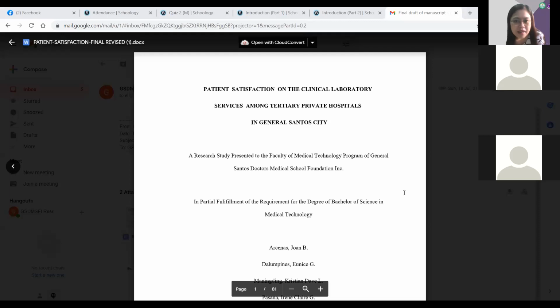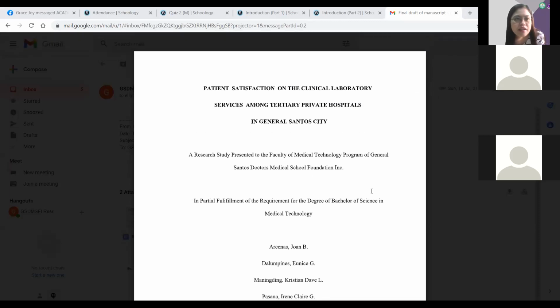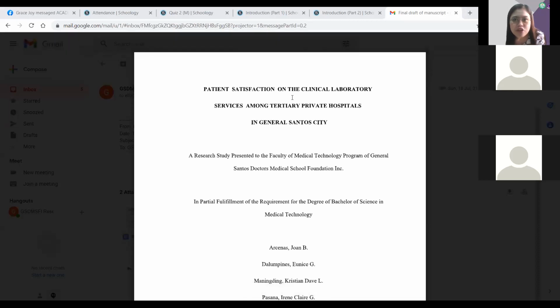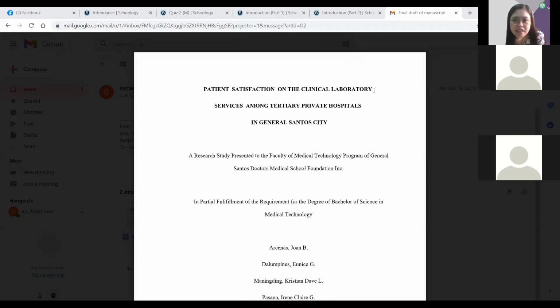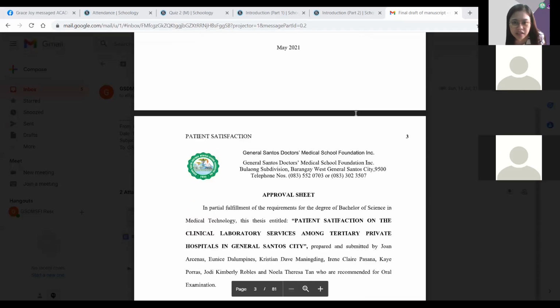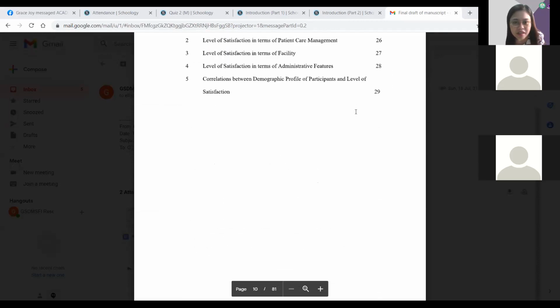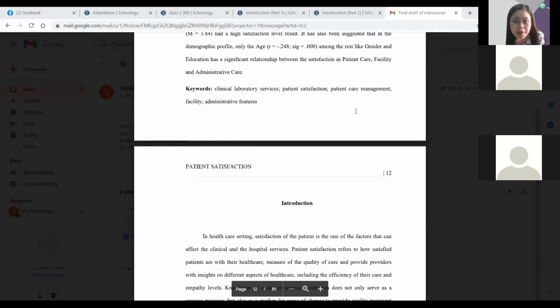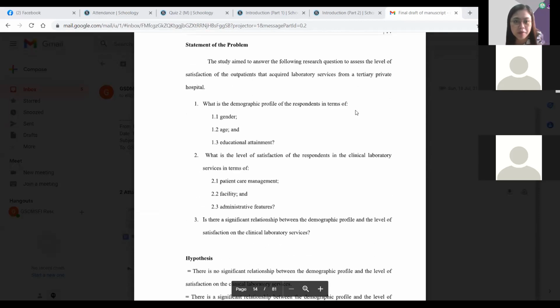So this one is a study of the previous batch. I think, yeah, Ilanuela. Their title is Patient Satisfaction on the Clinical Laboratory Services among Tertiary Private Hospitals in General Santos City. If we look at their statement, this one is a completed study already. This is due for hardbound na. Look at their statement of the problem. They only have 3. What is the demographic profile?